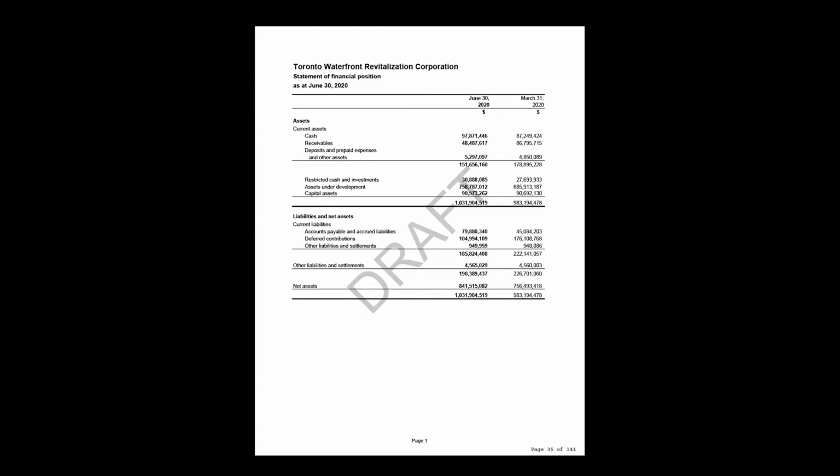Michael has his hand up. Sure. Yeah, Michael? Yeah, just a quick question. Can you please remind me of what the materiality threshold is for the financials?